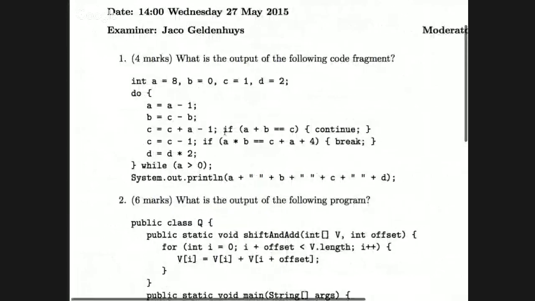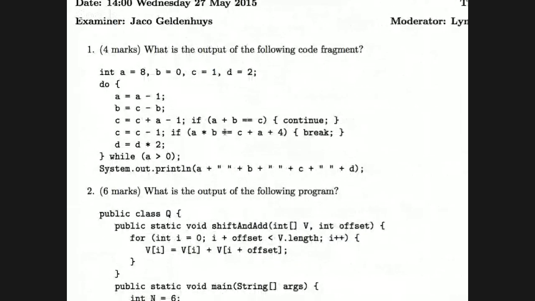Okay. So this is the exam. What is the output of the following code fragment? There's lots of ints. There's do, while, do, which is a little unusual. There are these continue and break statements. Do, continue, and they just print. So that's easy peasy. We've done that 1,000 times.